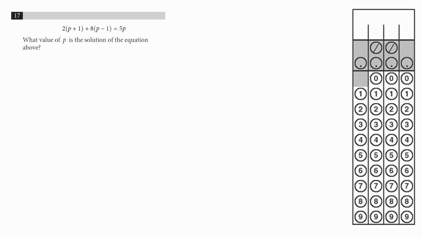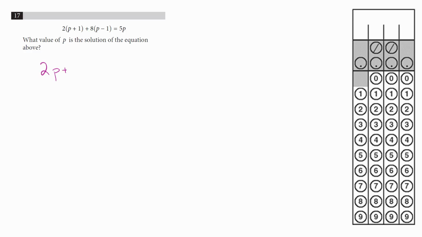Number 17. What value of p is the solution of the equation above? So it gives us 2 times the sum of p plus 1 plus 8 times p minus 1, and all of that equals 5p. So now we have an equation with one unknown. Let's solve for it. So I'm going to rewrite it.